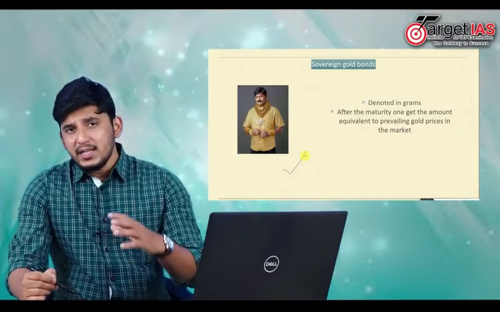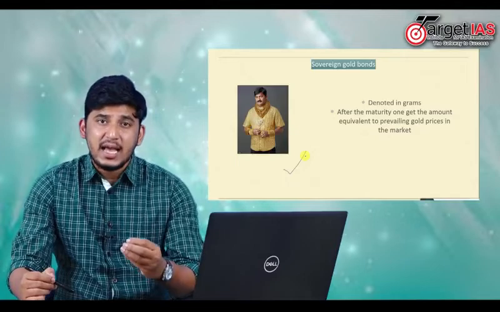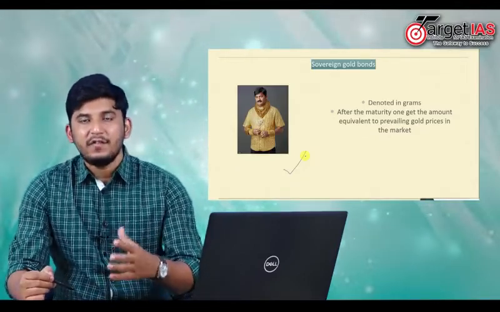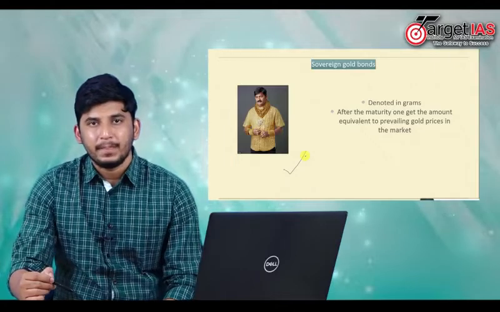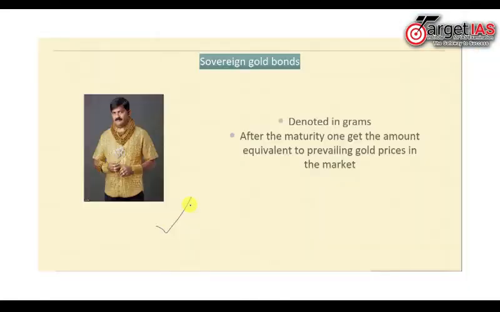So, by understanding the behavior patterns of the public, the economist has recommended the government to come up with a different security that should be very much similar to gold. That is called sovereign gold bond, and it is denoted in grams, and after the maturity one gets the equivalent prevailing gold prices in the market.